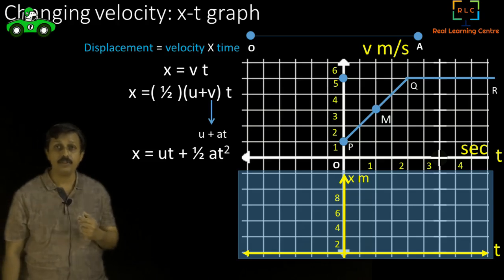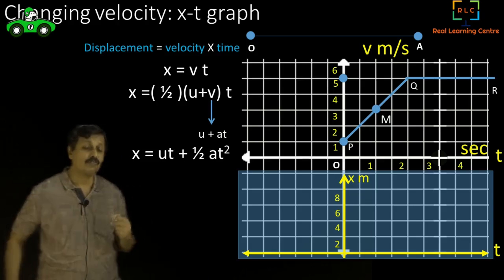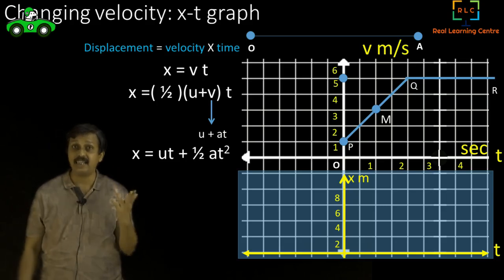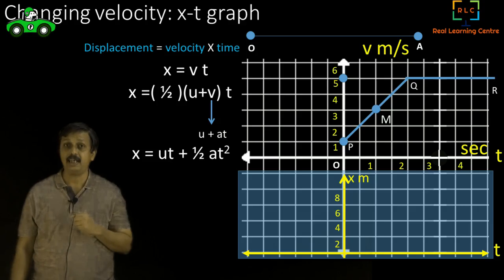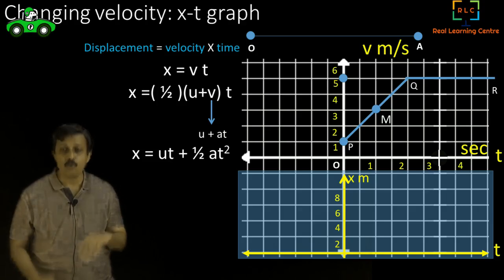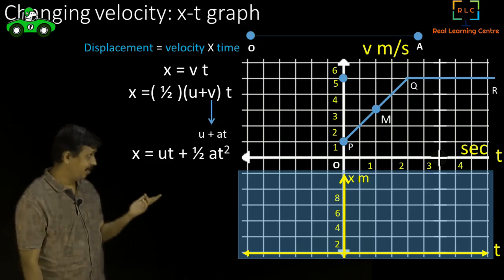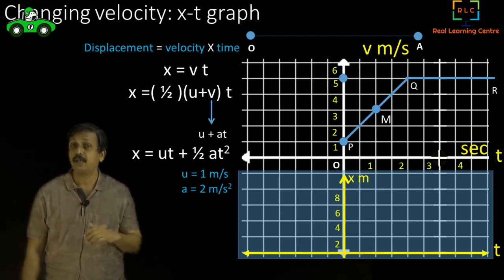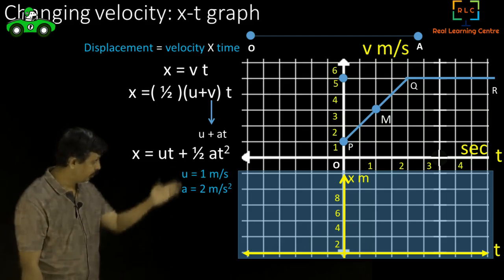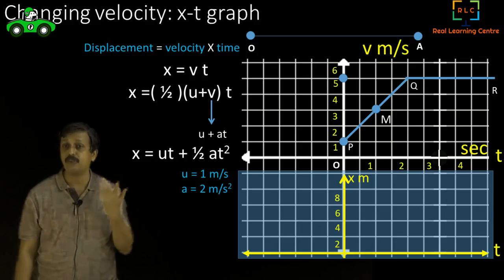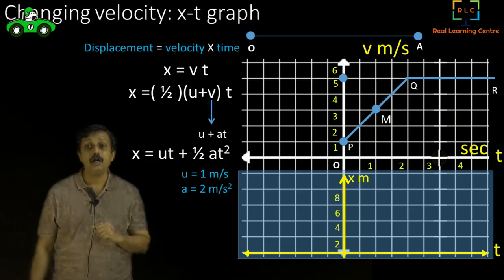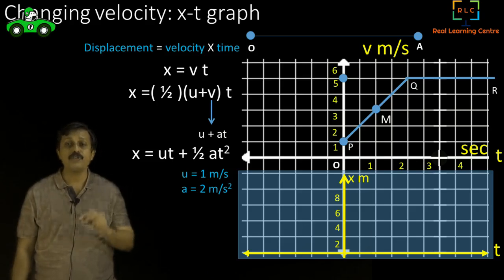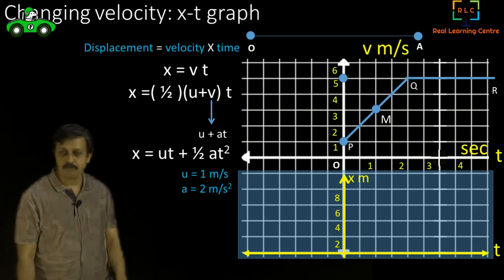Now we can start substituting values for t and calculate x and plot on this. How are we going to do that? First we have to know the values of u and a, which we have already seen from our previous calculations: u is 1 meter per second and acceleration is 2 meter per second square. Now we will give values to t. If t is equal to 0, x is equal to 0, that will come at the first point.